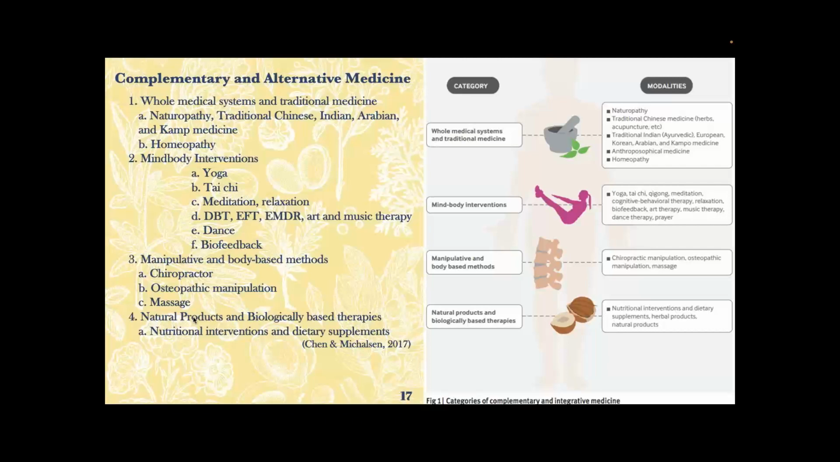We do need to have a discussion about how we can also give those of lower socioeconomic status tools and options that may not be cost intensive. We also want to look at natural products and biologically based therapies, nutritional interventions and dietary supplements. I talked to a lot of people about just those.